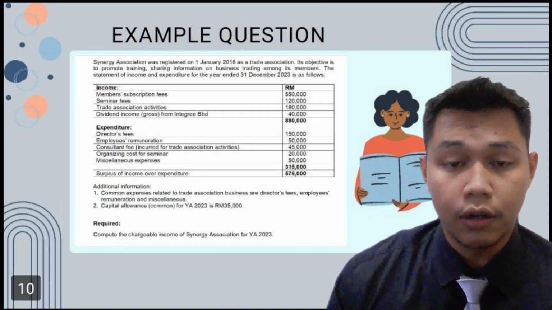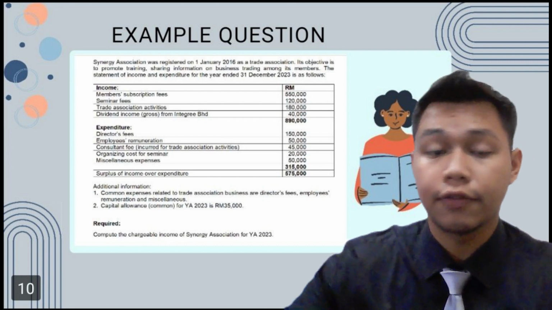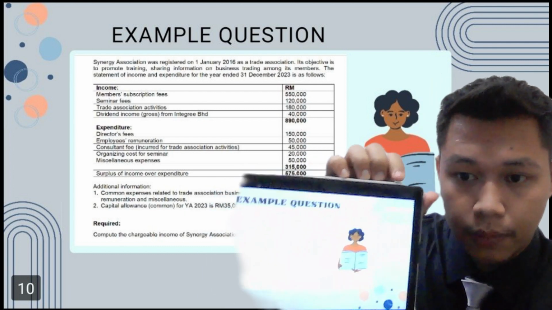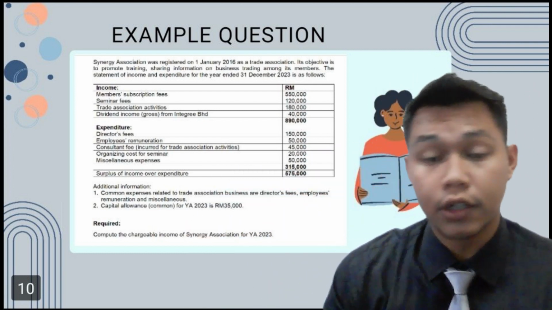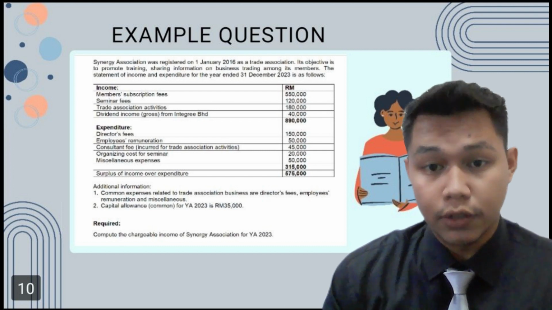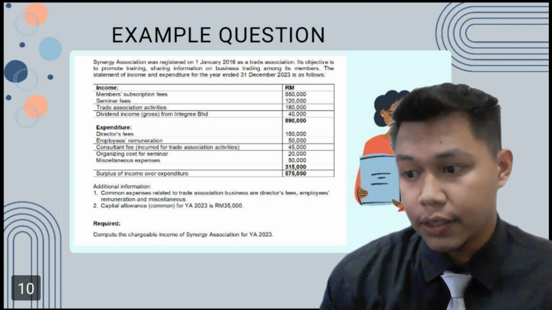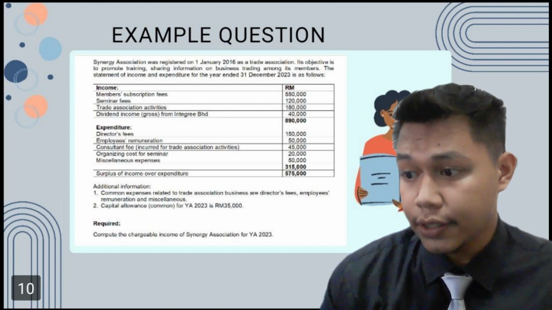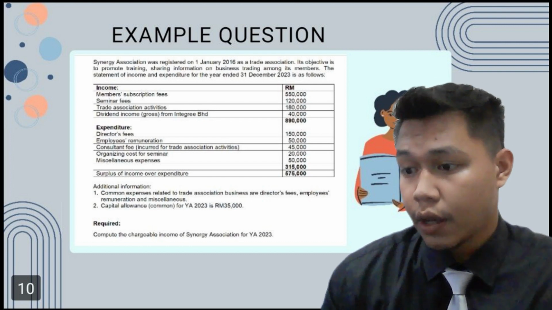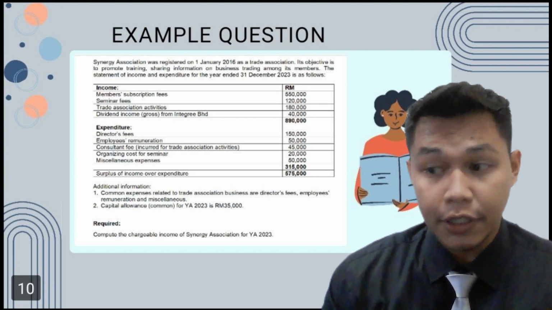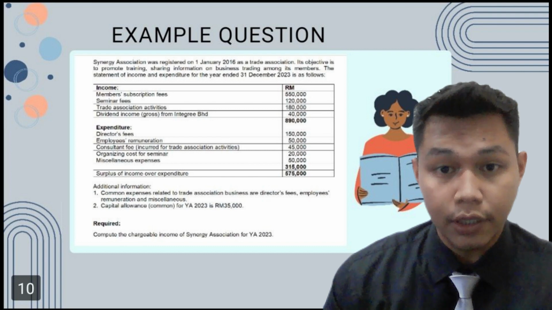Okay, for the question of the trade association, we can look at the example question based on the slide that has been given to us. So I read the question first. The Synergy Association was registered on 1st January 2016 as a trade association. Its objective is to promote training and sharing information on business trading among its members. The statement of income and expenditure for the year ended 31st December 2023 is below.